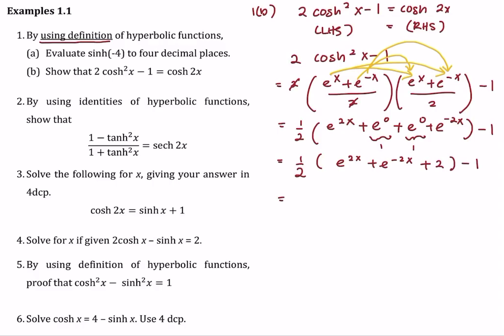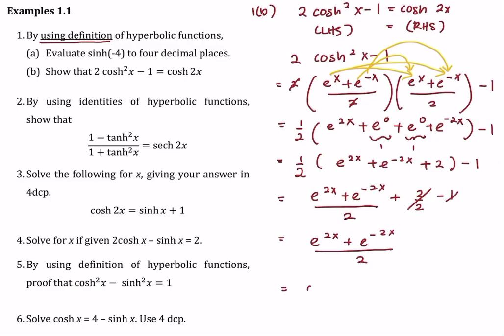So we just multiply, basically e^2x plus e^minus 2x over 2 plus 2 over 2 minus 1, so e^2x plus e^minus 2x over 2. The 1 minus 1 is 0. Therefore this one is equal to cos 2x.